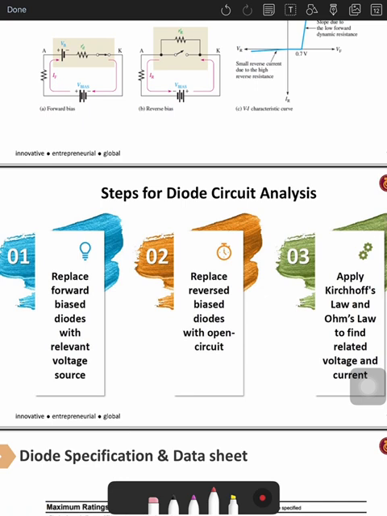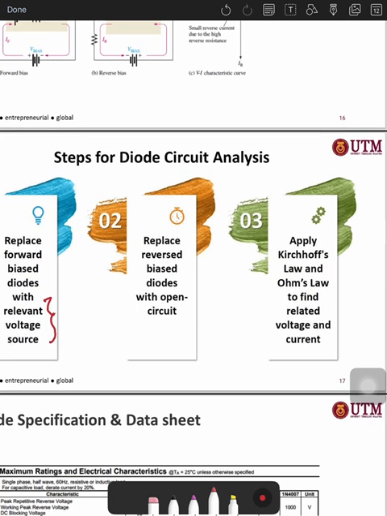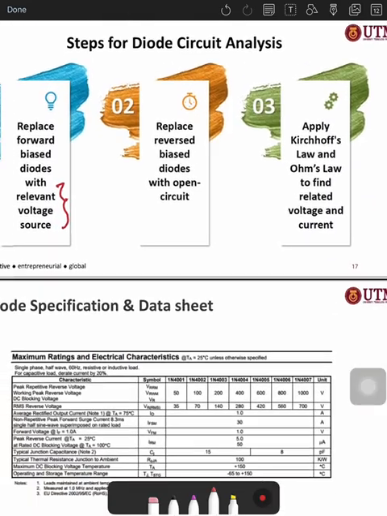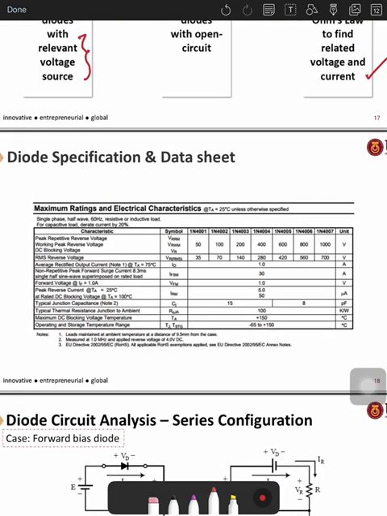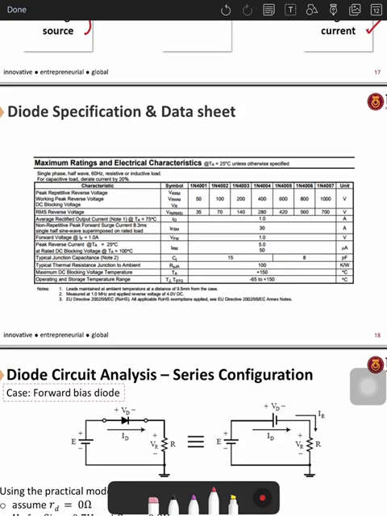First of all, you have to replace the forward bias diode with the relevant voltage source. So if the circuit is connected in a forward bias, you replace the diode with the relevant voltage source. But if it's connected in the reverse bias, you need to substitute the open circuit for that diode, and then apply the Kirchhoff law and Ohm's law in order to find the related voltage and current. This is the diode specification and the data sheet, you can refer to it later on.